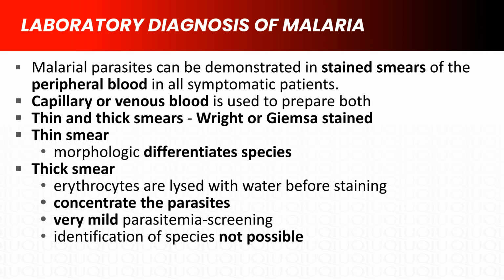Malarial parasites can be demonstrated in stained smears of peripheral blood in all symptomatic patients. Both capillary and venous blood can be used to prepare thin and thick smears, typically stained with Wright or Giemsa stains.